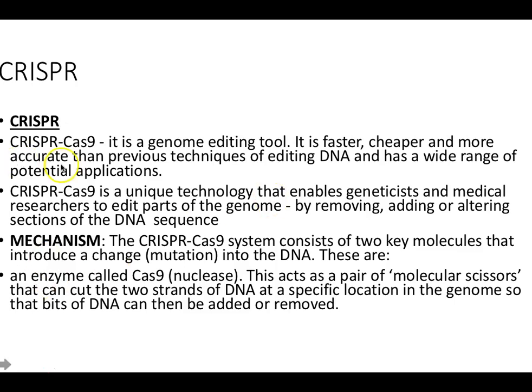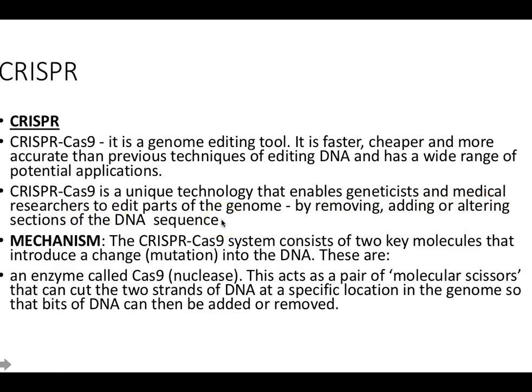So, the CRISPR-Cas9 genome editing tool. A lot of this is going to be multiple choice. It's faster, cheaper, and more accurate than other types of gene editing, has enormous implications, and enables geneticists to edit very specific parts of the genome. They can either remove, add, or alter sections of the DNA sequence.